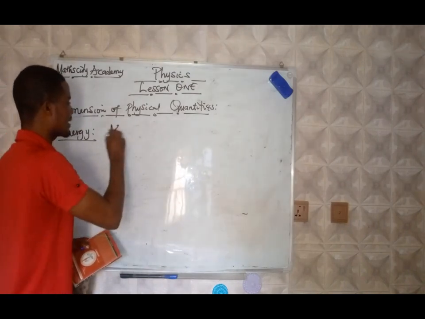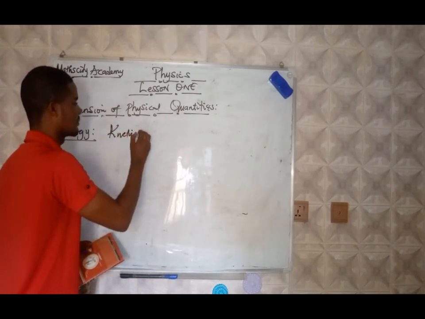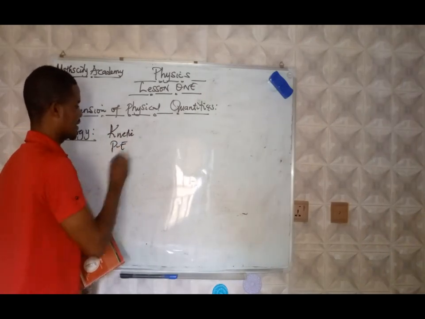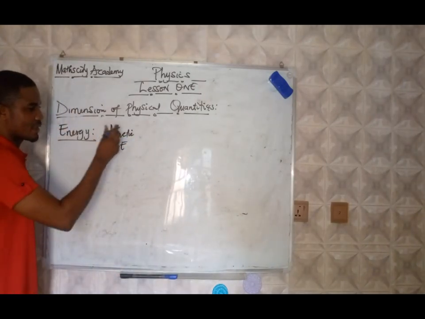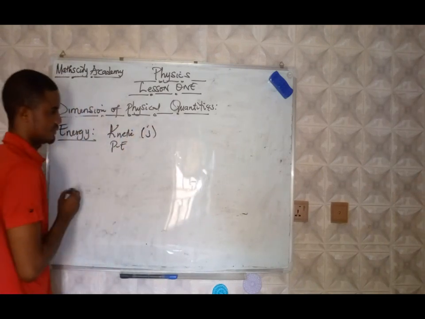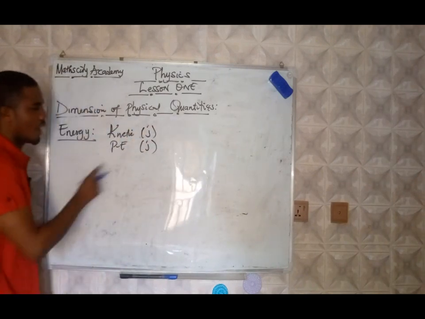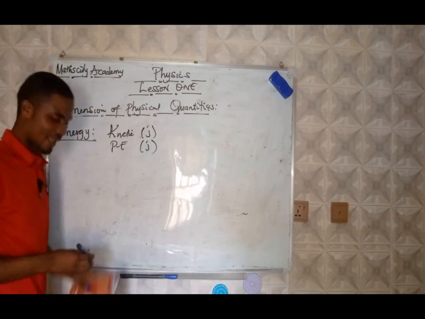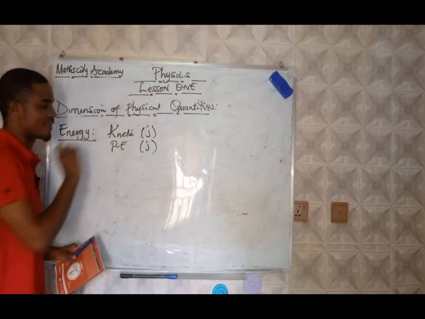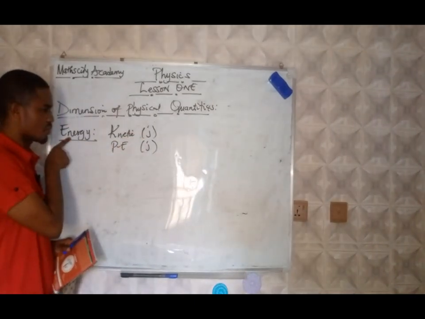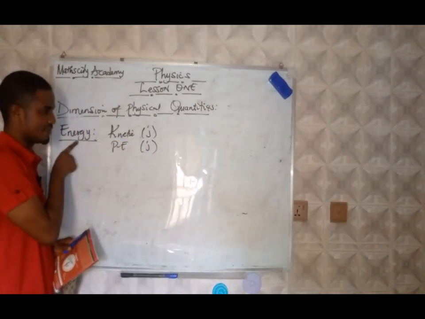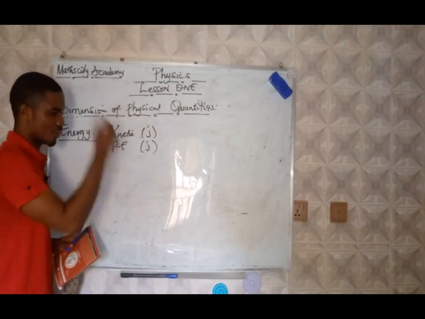remember I have kinetic energy and we have potential energy. Whichever is their dimension, remember that kinetic energy is measured in joule. Potential energy is measured in joule. And it is the unit of measurement that determines the dimension of a physical quantity. Since this one is in joule, this one is in joule, energy is also in joule. These two are types of energy, so they will all have the same dimension, just like I've said.